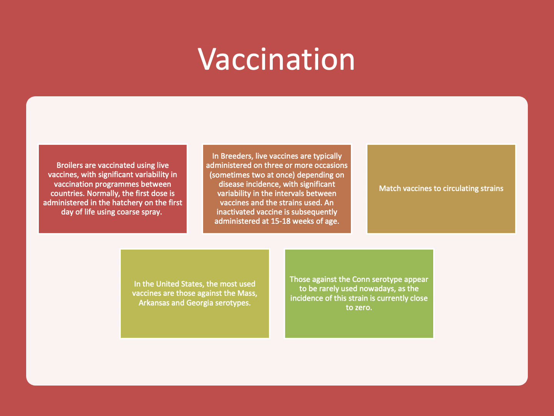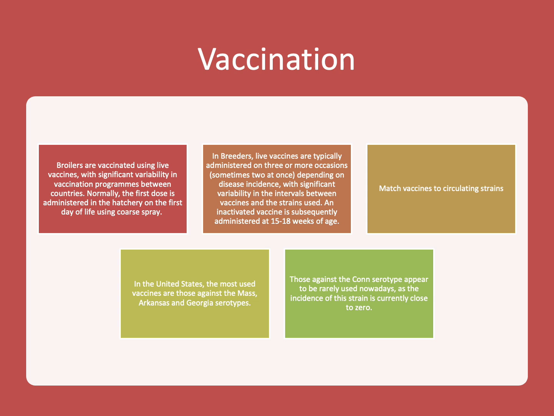In Africa, or let me say in Nigeria, we keep them for about 6 weeks, give or take. So there's almost no room for you to repeat the vaccination. So once you give them at the hatchery, it covers them all through the lifetime. In breeders, on the other hand, that you're going to be keeping a little longer, live vaccines are typically administered on 3 or more occasions depending on disease incidence, with significant variability in the intervals between vaccines and the strains used. An inactivated vaccine is subsequently administered at 15 to 18 weeks of age.